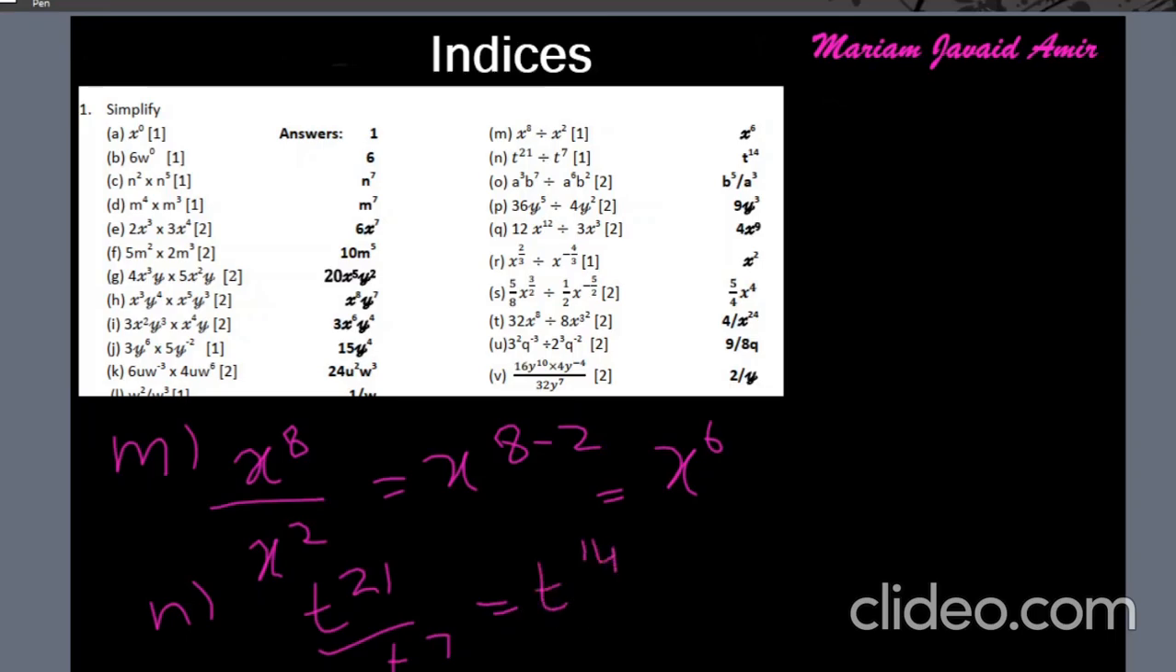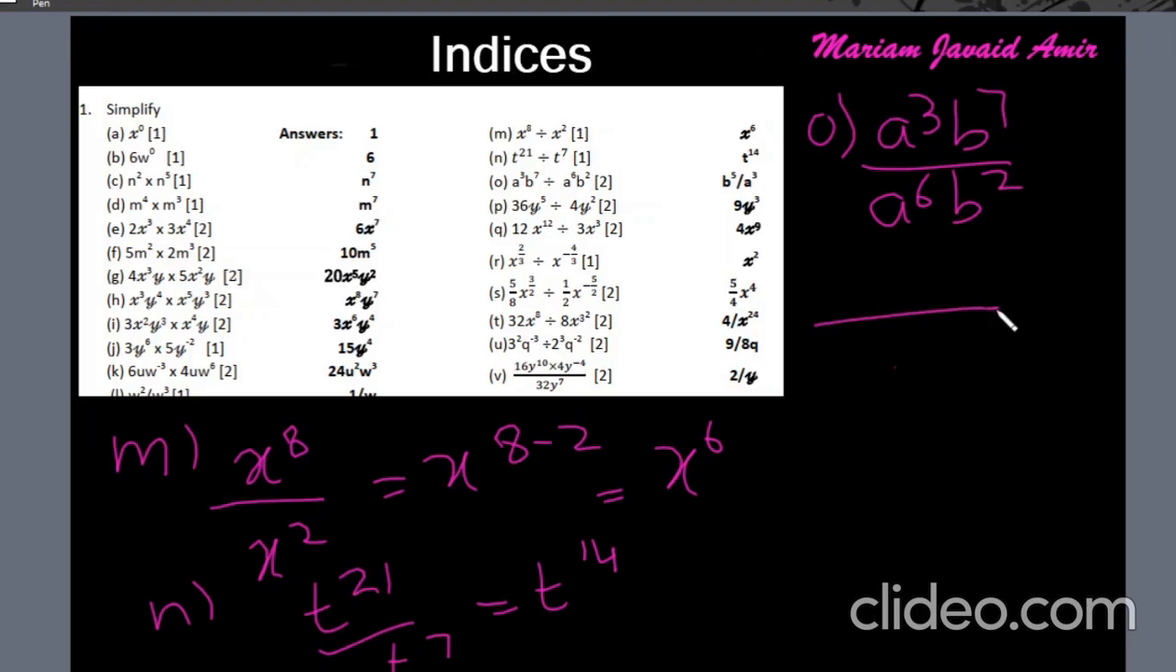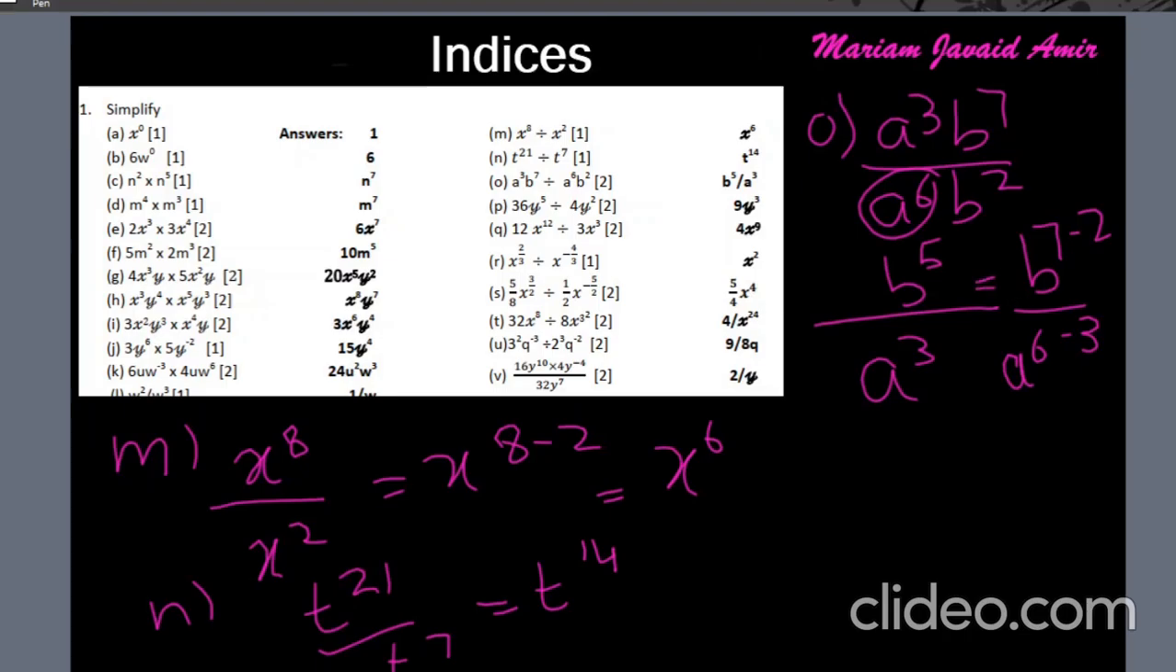Part O. a cubed b^7 over a^6 b power 2. So this simply becomes, we have a cubed left in the denominator and in the numerator we have b power 5 after subtracting. Since 6 is the bigger number, I'll do a power 6 minus 3, and since 7 is the bigger number, I'll do b power 7 minus 2, in the denominator and in the numerator respectively. Alright, next up is part P.